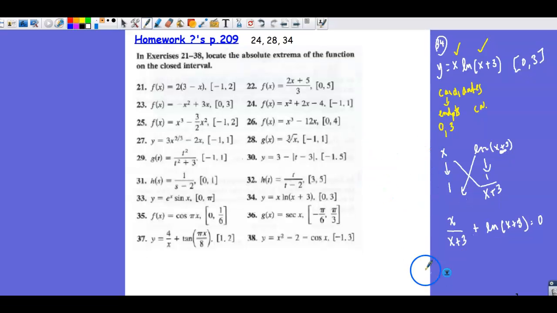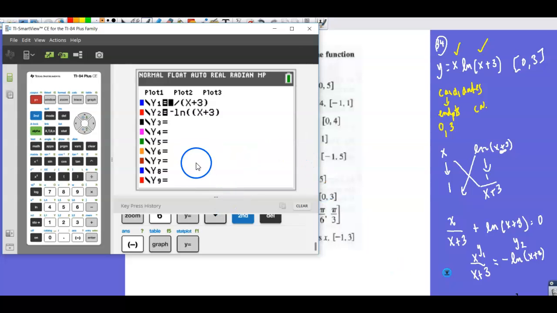Alright, so since I can't solve this equation by hand algebraically, I'm going to bring up my graphing calculator here. To solve this, I'm going to keep x over x plus 3 on the left-hand side, and I'm going to move the ln to the right-hand side, and put this in my calculator as y number 1, this as y number 2 to see where they intersect. Alright, so I've already done that.